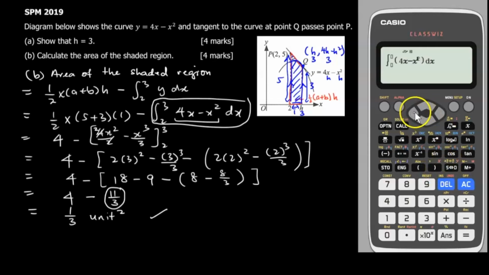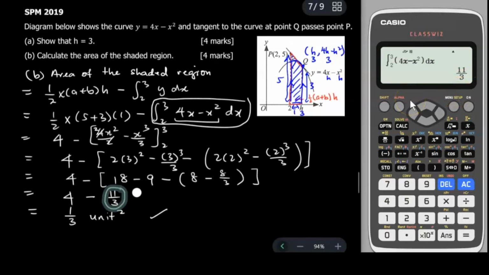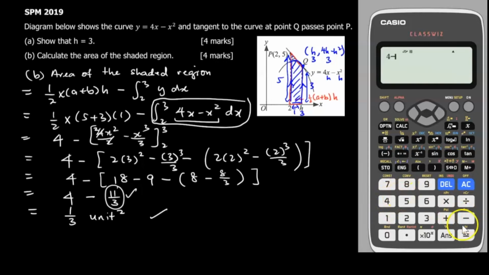Then you go to the left and key in the limits. Go up, this is 3, and then the bottom is 2. Then we press equals. So we get 11 over 3. So it's confirmed that the integration is 11 over 3, which is correct. Then to find the area, we use 4 minus the answer. So 4 minus the answer, then we will get 1 over 3. So this confirms that our answer is 100% correct.